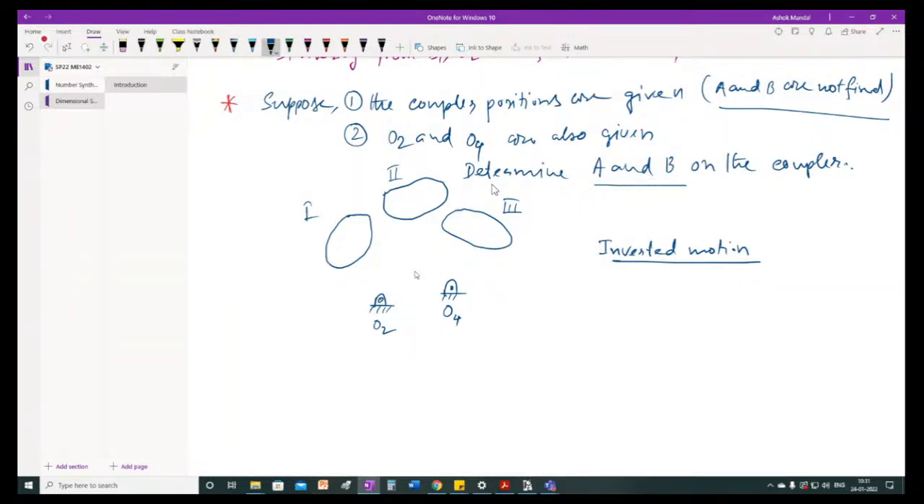Then we will join those O2 points and get the perpendicular bisectors, which will intersect somewhere here. That point is A. On the other hand, if you join the O4 points and get the perpendicular bisectors, they will intersect somewhere here. That will be point B.